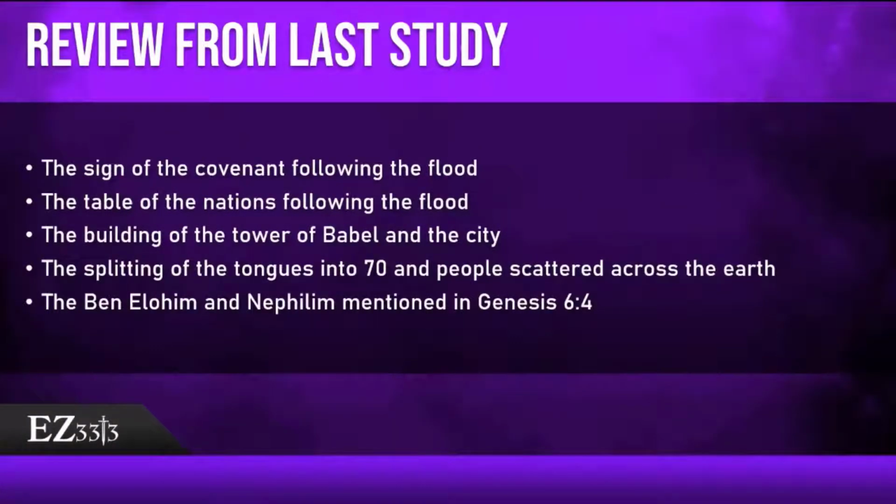We also looked at the sign of the covenant following the flood. So we looked at the rainbow. The table of nations following the flood. That's where you saw the lineages that were coming from Japheth, Ham, and Shem. The building of the Tower of Babel and the city. So there was a tower and a city. We looked at the splitting of the tongues into 70 and the people being scattered across the earth. So at this time, we saw that there was only one language on the whole earth. And then at Babylon, we had 70 angels come and split the people and scatter them.